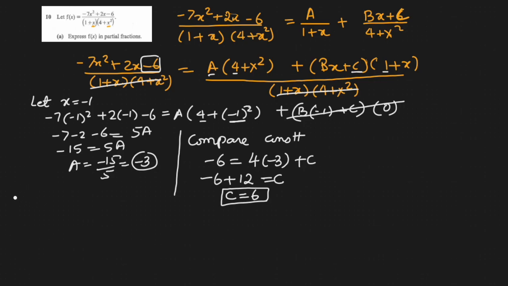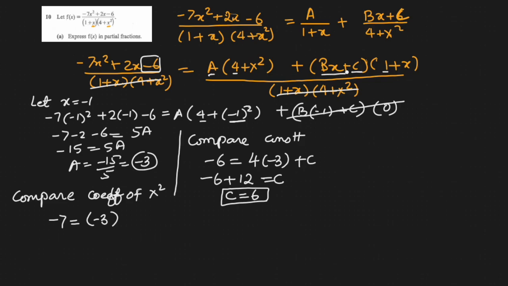For B, let's do a comparison of the coefficient of x square. What are the coefficients of x square here? Minus 7. So minus 7 is the left side. The coefficient of x square here will be a. Oh sorry, we don't have to write x square because we are comparing only the coefficients. So minus 3 will be the coefficient of x square here.